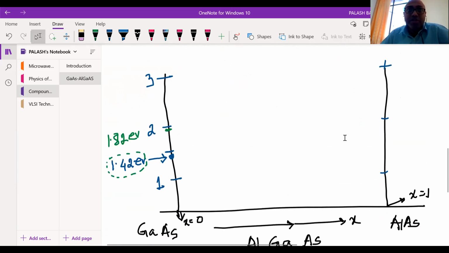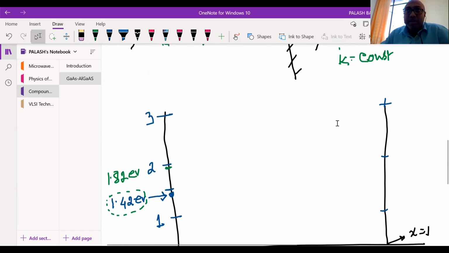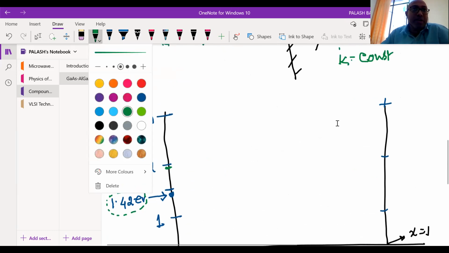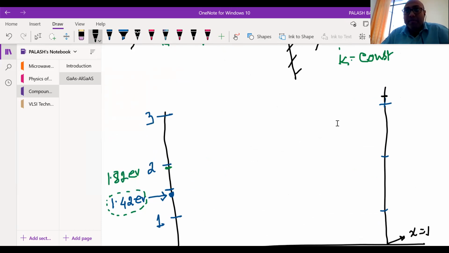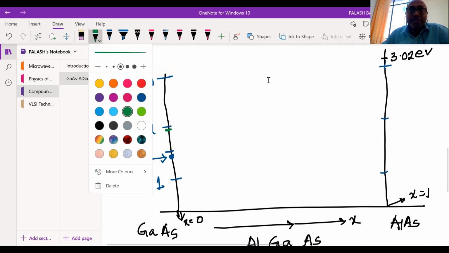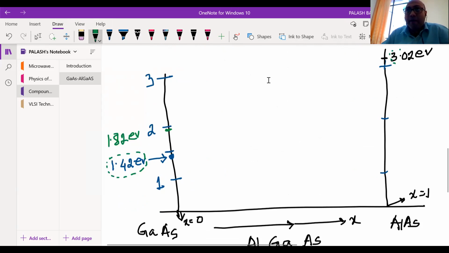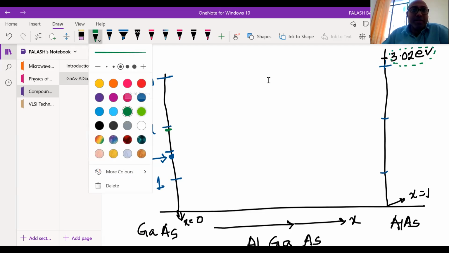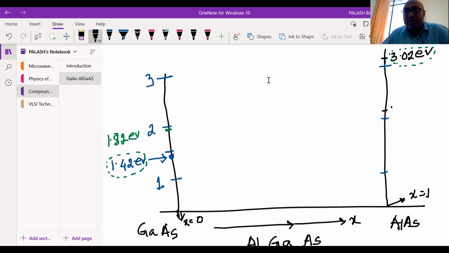So why do we make it 3.02? It would be a little bit high, so let me represent it here. This is my 3.02 for aluminum arsenide, right? And this is actually my k is equal to constant value. So I have to highlight it in this manner. Similarly, for aluminum arsenide, another value is there, that is called 2.17. So you can see this is my 2.17.